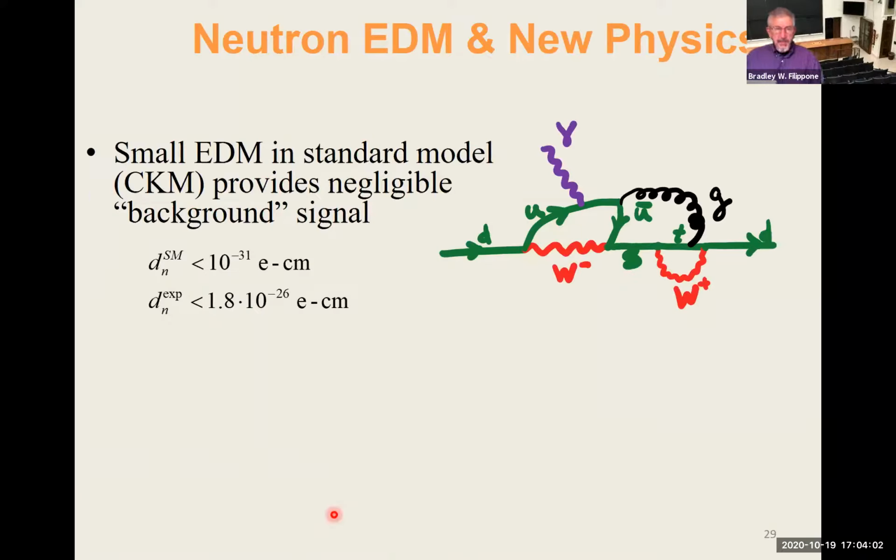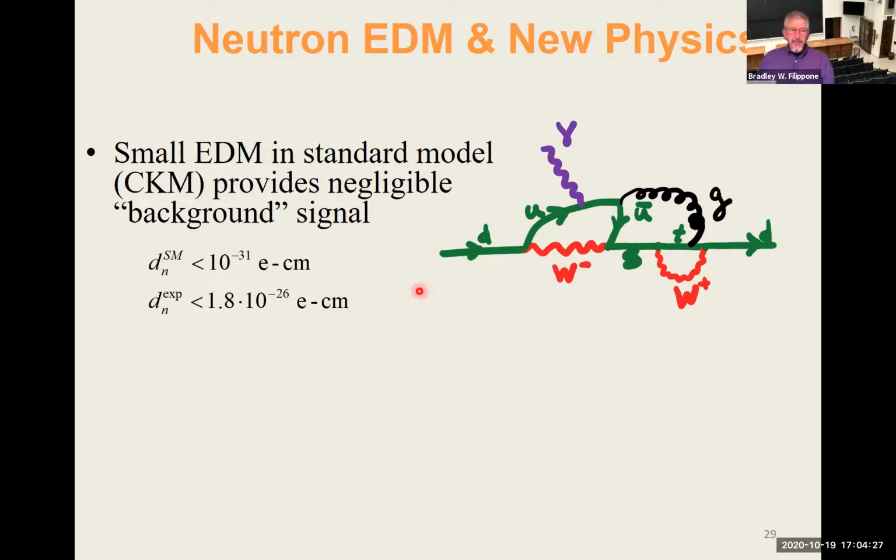Let me finish. The last experiment I want to talk about is the neutron electric dipole moment and where new physics can be observed there. As I mentioned several times, in the standard model of the weak interaction, there is a small amount of CP violation in this matrix, the CKM, Kobayashi, Maskawa. This produces an electric dipole moment.